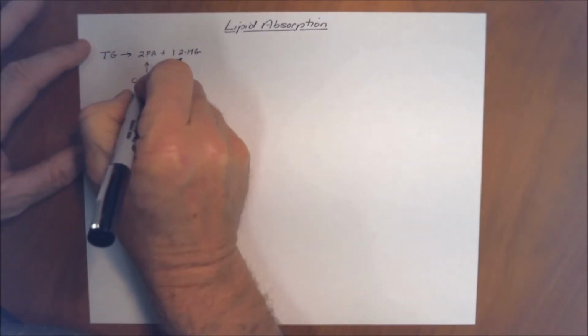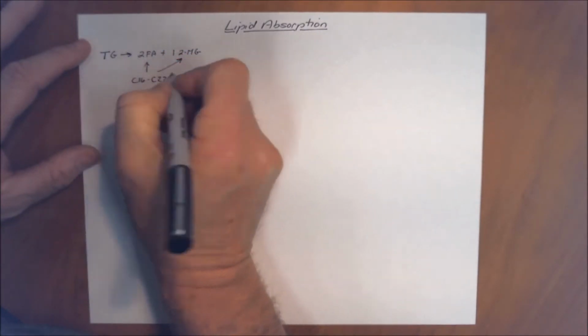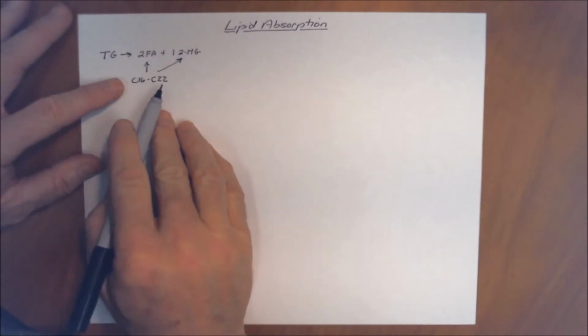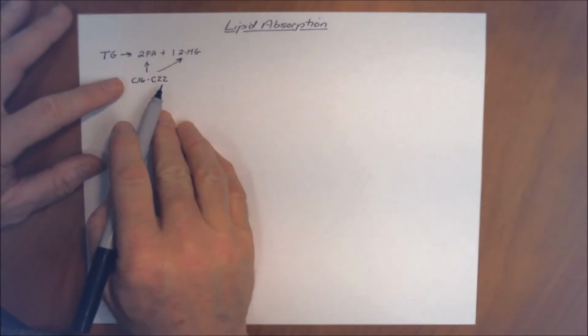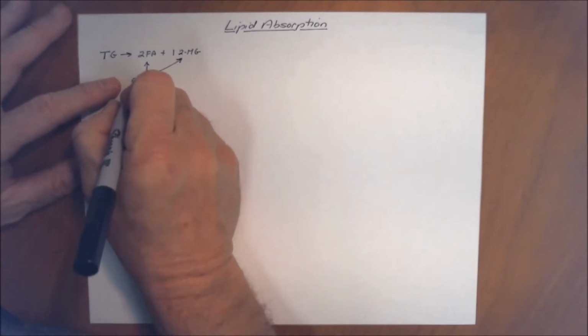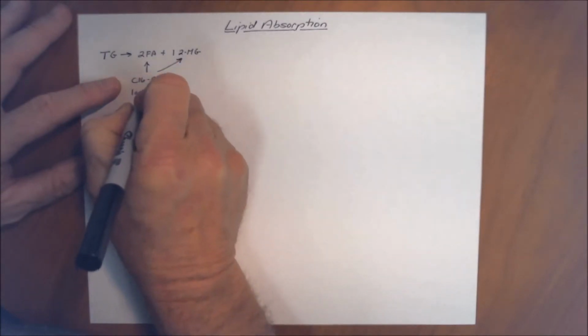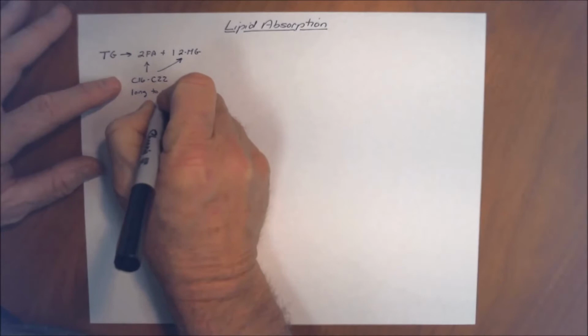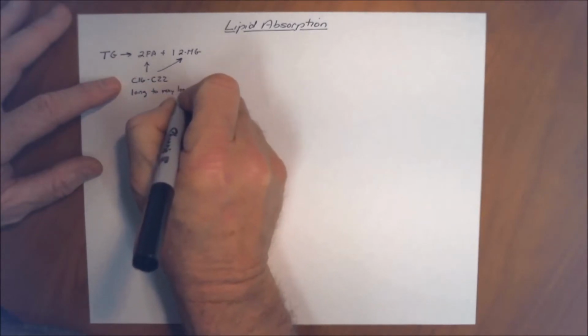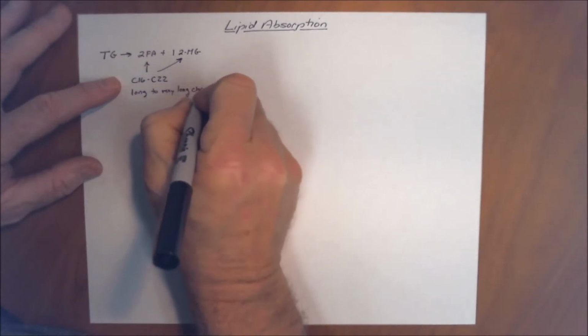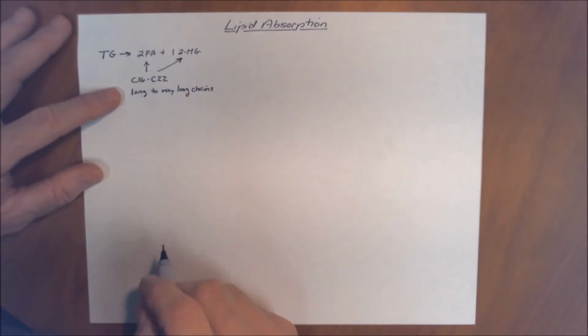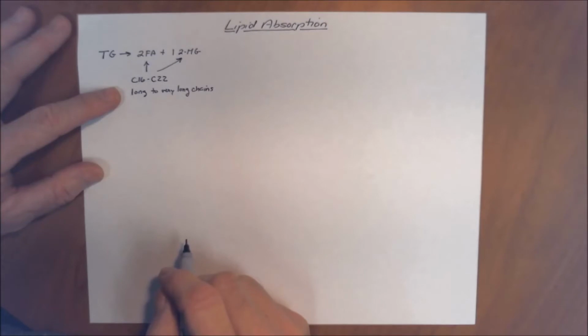And these fatty acids, and the fatty acid attached to the 2-monoglyceride structure, dietary fatty acids, tend to be C16 to C22. And this means that they're 16 to 22 carbons long generally. These are considered long to very long chains of fatty acid.